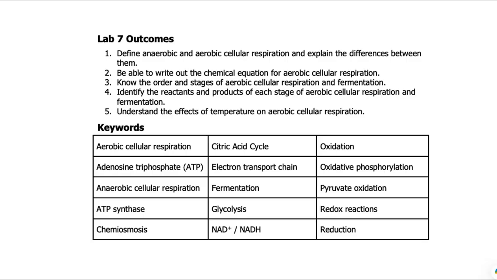We want you to know the stages of aerobic cellular respiration. So we'll go over glycolysis, pyruvate oxidation, the citric acid cycle, and oxidative phosphorylation a little bit. You can see these are many of the key words that are listed down here. We want to know ultimately how things like temperature affect aerobic cellular respiration.